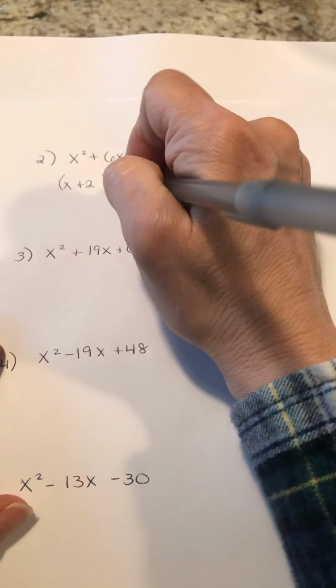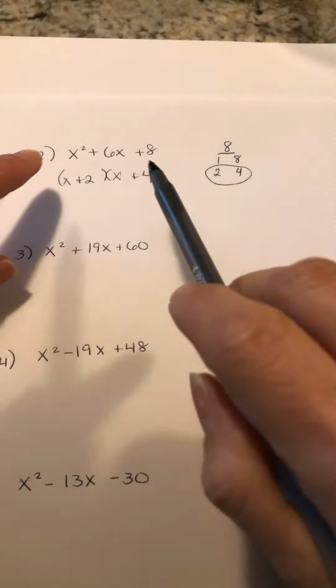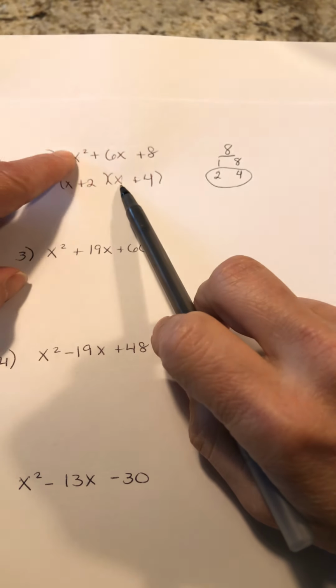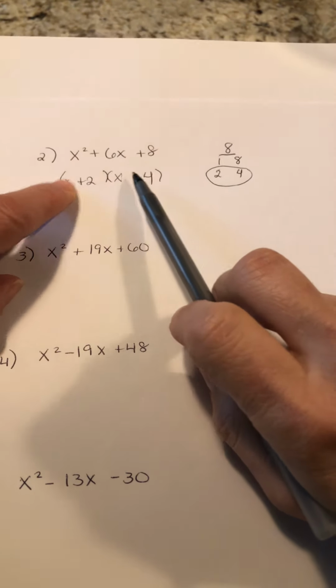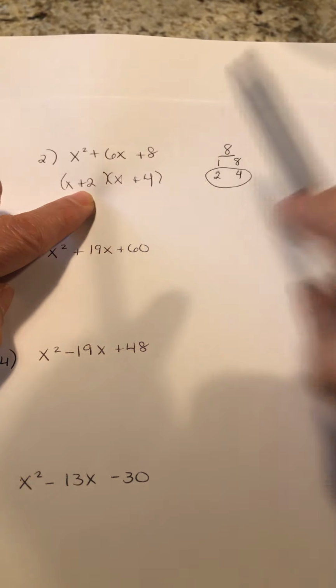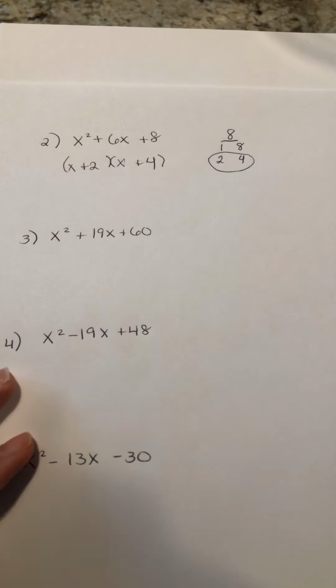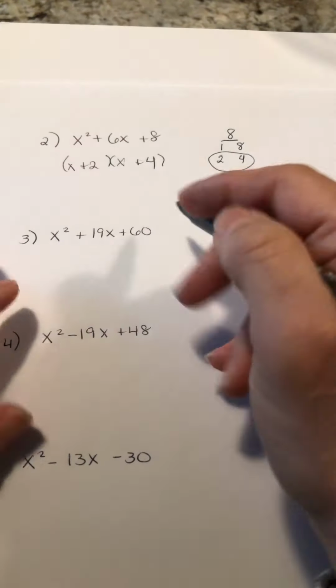So plus 2, plus 4, and there we go. If I want to check, x times x gives me x squared, plus 4x plus 2x gives me 6x, and 2 times 4 gives me 8, and so I can call that one factored. Okay, let's look at one that maybe has a few more factors.